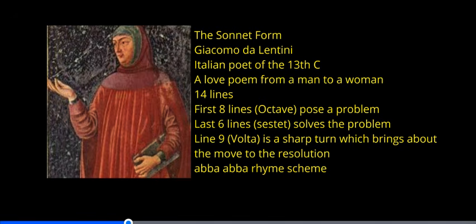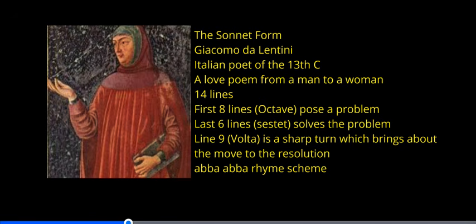Now, the sonnet form was an Italian form of poetry invented by Giacomo da Lentini in the 13th century and established as a love poem from a man to a woman, 14 lines long. The first 8 lines, which we call the octave, pose a problem. So in this poem, the problem is really my thoughts are overwhelming me. In the last 6 lines, the sestet solves the problem. And the solving of the problem suggested in this poem is my thoughts are overwhelming me, so let's shake off my thoughts and actually you come and physically see me.